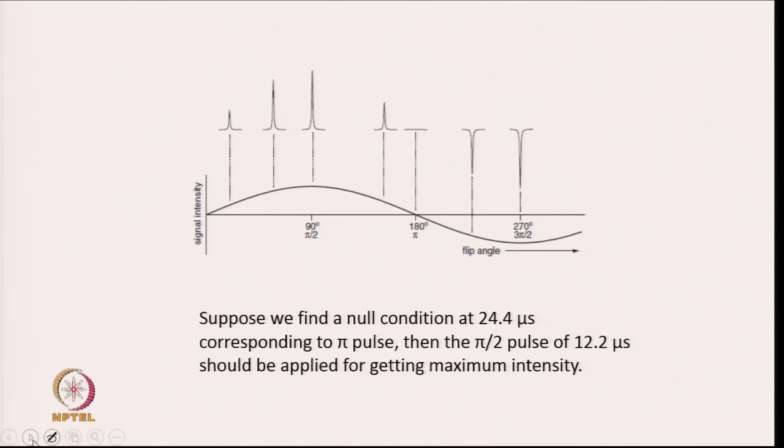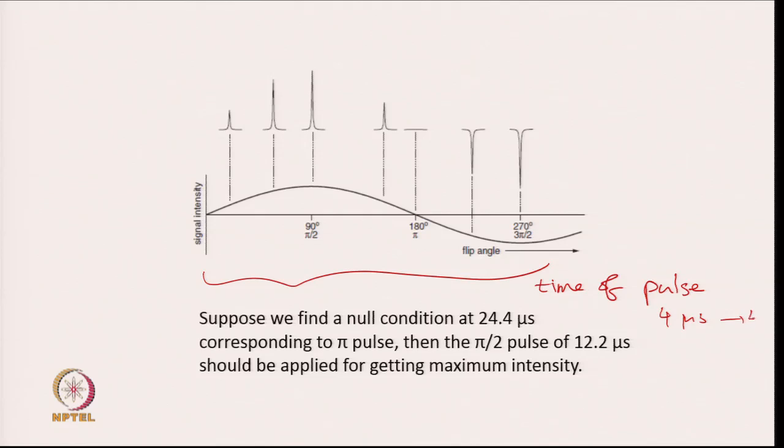And the way we do it is that we start by taking spectra, varying the time of the pulse. So, for example, we start from 4 microsecond to, suppose, 48 microsecond, okay, and then get the intensity.